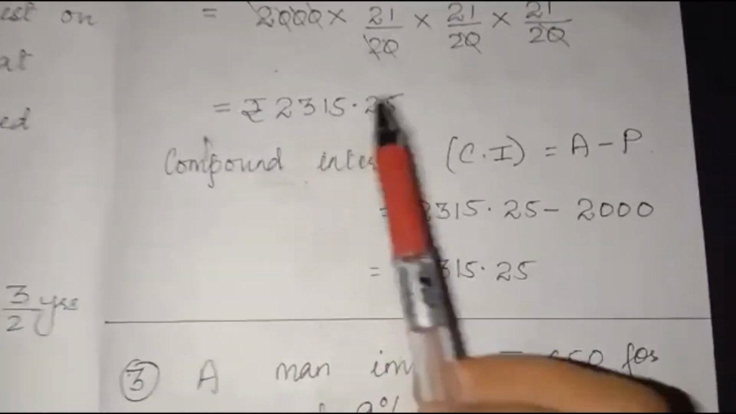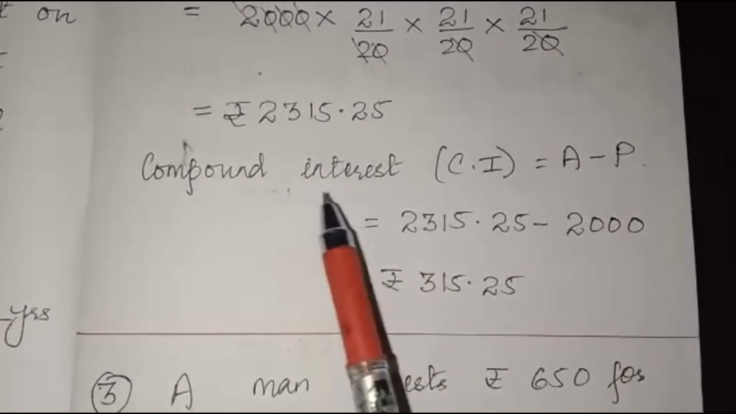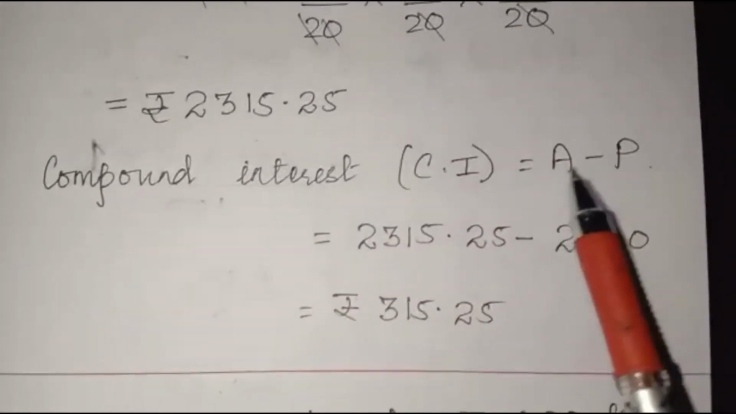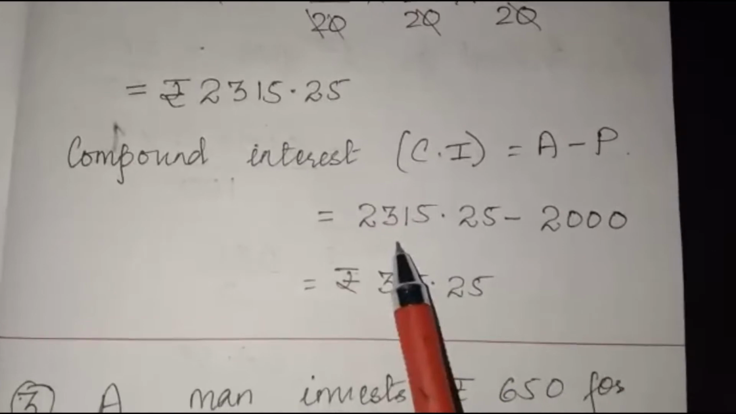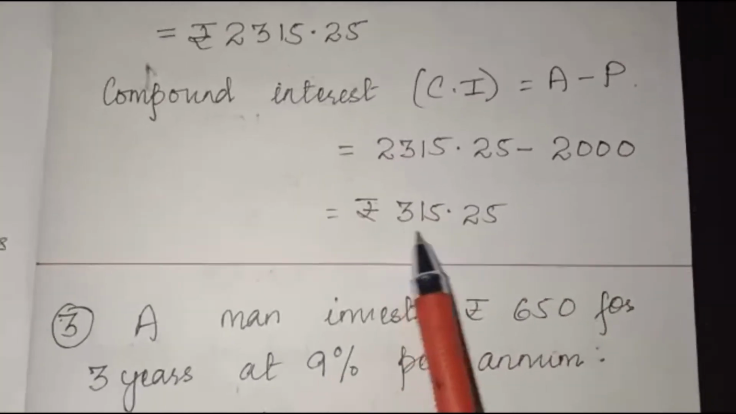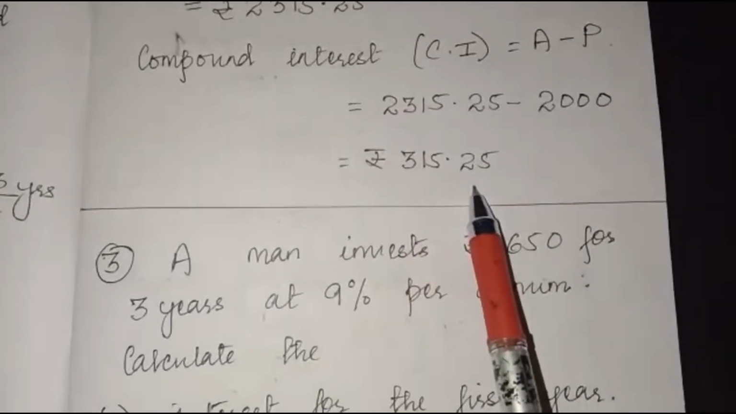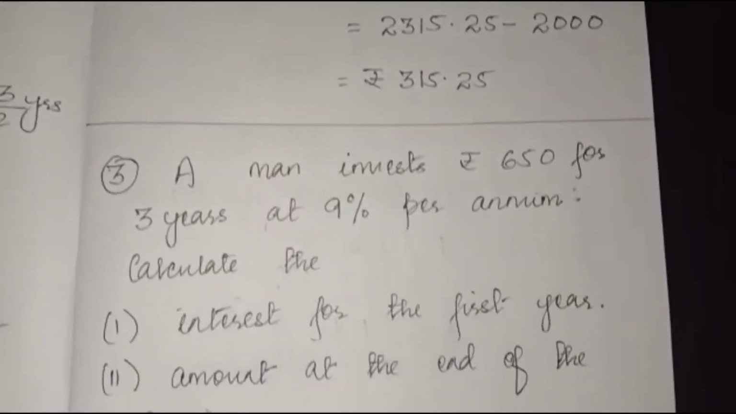After that, you'll get 2315.25. This is the amount. Now we'll find compound interest. Compound interest is amount minus principal. So amount minus principal is 315.25. This is the compound interest.